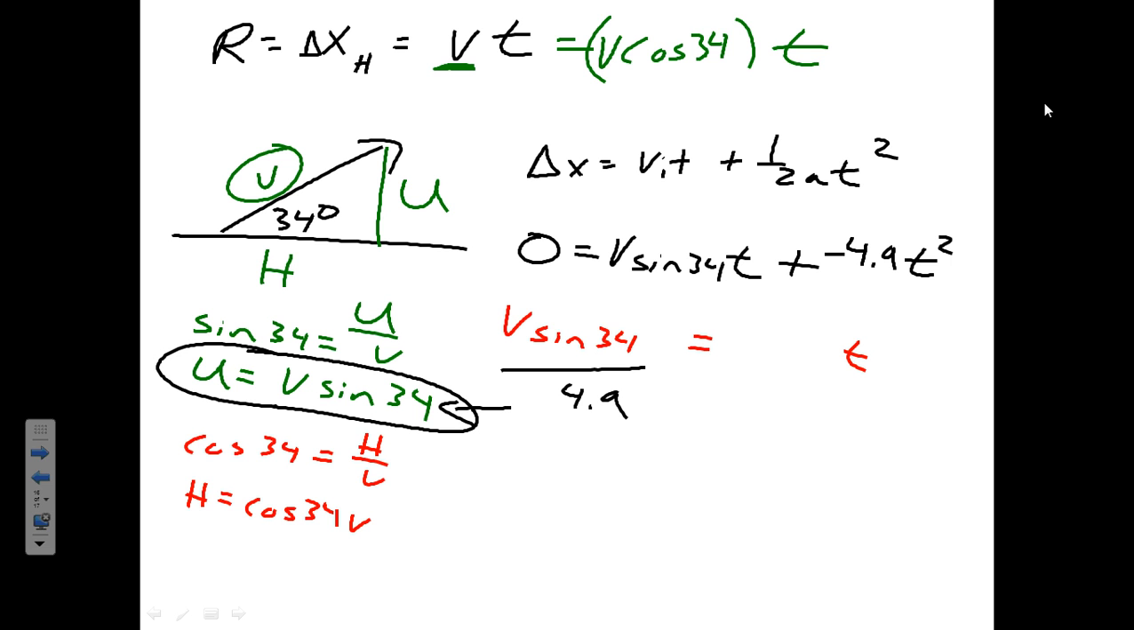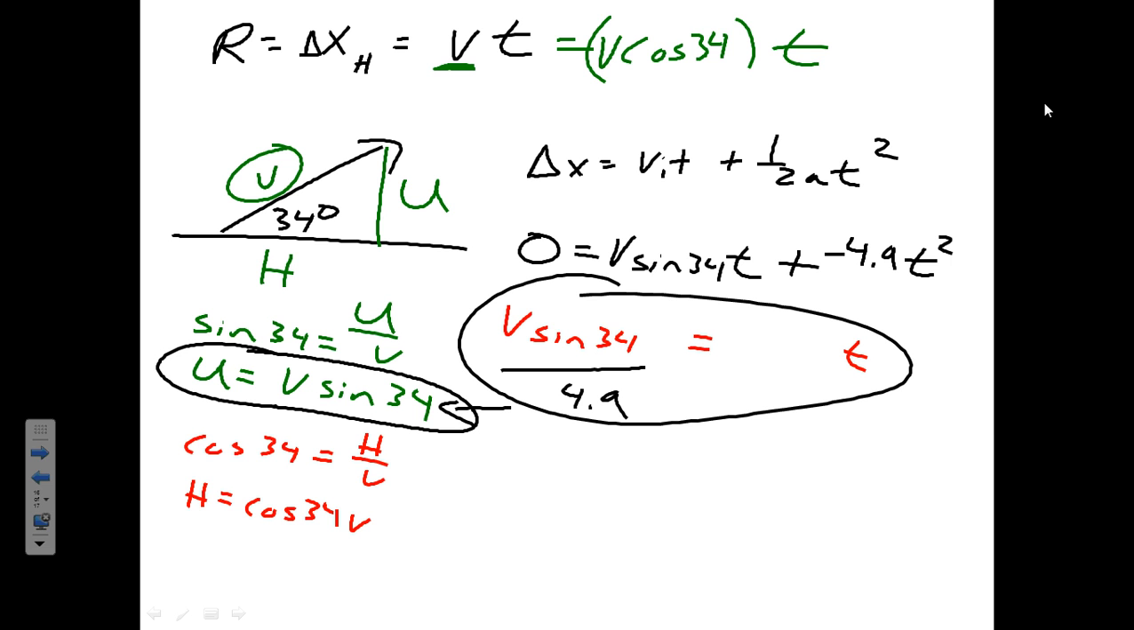Now what can I do with that? I can take it and substitute it in up there. And that's going to get me down to what? One variable. The only variable that I'll have left is v, which is what I'm trying to find. So I'm going to make a little space so that I can do this, because it's going to take a little space to work.